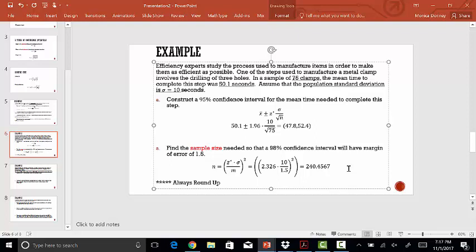I don't care what number it is, you always round up to the next number, because if you round down, you're going to have a margin of error that is smaller than that. So you want to have at least the margin of error of 1.5, so we want to round up. And so if we round this up, our final answer is 241. Alright, so again, 241. In this case, we're talking about our clamps. Alright, and again, if you have questions on that, just let me know.